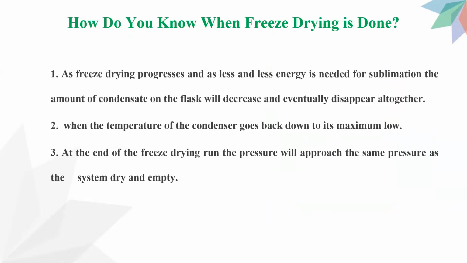So how do you know that the freeze drying is done or completed? There are three signs you can depend on. The first one, the amount of condensate on the wall of the flask is reduced and gradually disappears. Number two, the temperature, and number three, the pressure. The temperature and the pressure go back down to their minimum as the system is dry and empty. These three signs you should depend on to know that the freeze drying is done: the amount of condensate, the temperature, and the pressure reduced to the minimum level.